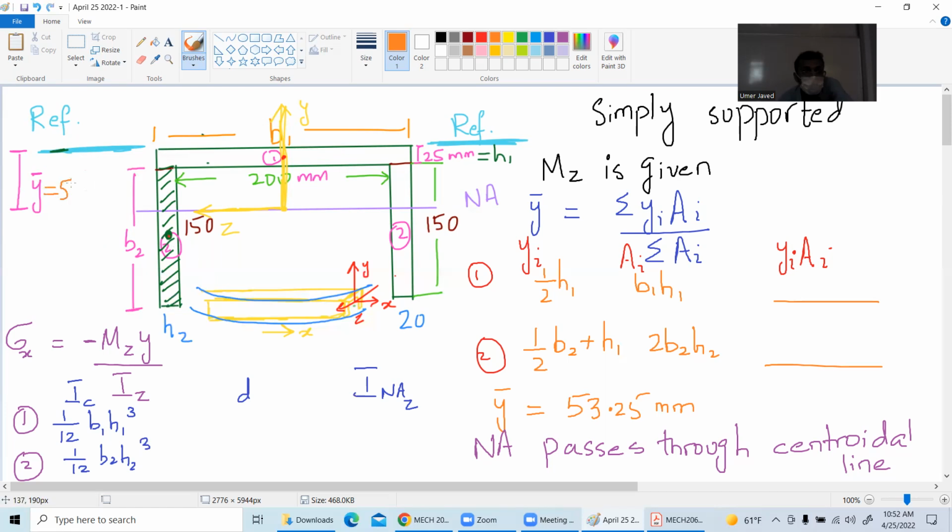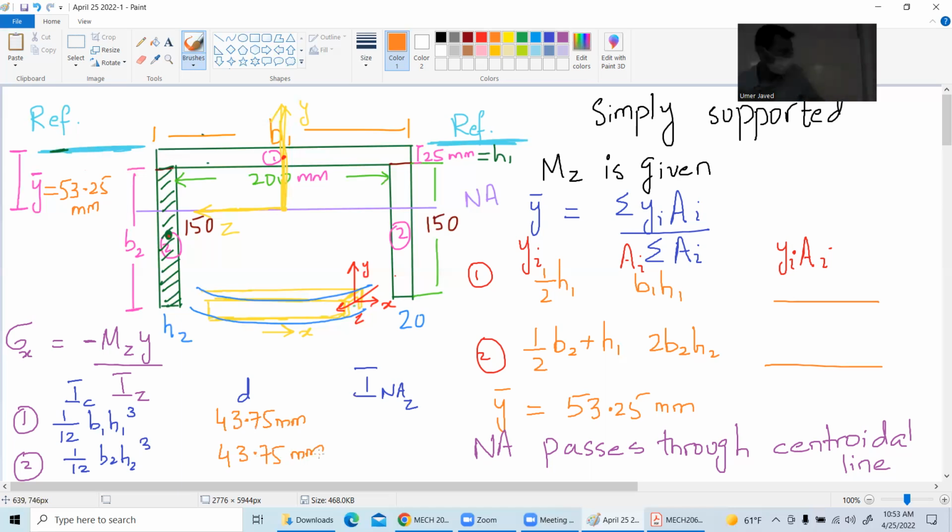So this is 53.25 millimeter from my blue reference line. If this is 75 millimeter and this distance is 25, then 75 plus 25 is 100 millimeter from here to here. So 100 minus 53.25 will give me 43.75.